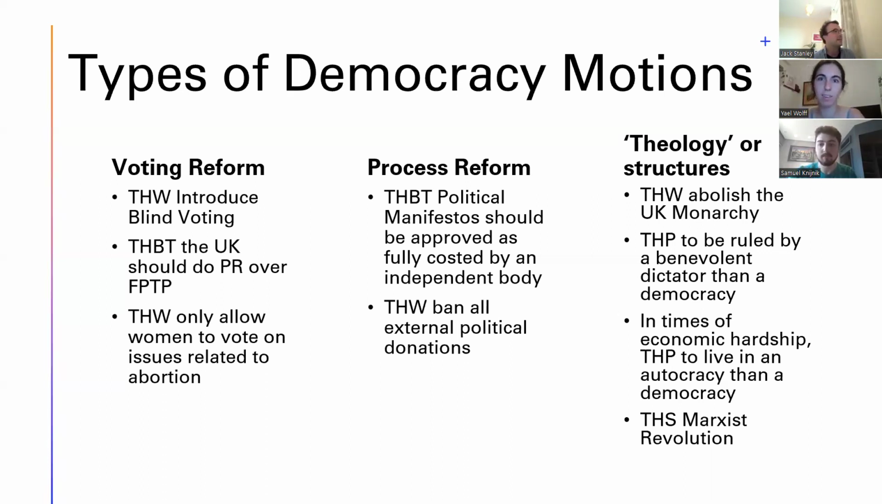And then the last bucket on democracy motions, although as I'll come on to on politics motions, there's a couple that overlap. It's sort of the theology or the structures of democracy in different countries, more broadly: whether you should have monarchies or not, whether benevolent dictators are better than democracies, whether, I think it was Vienna at the weekend had something about in times of hardship preferring to live in an autocracy than a democracy, and whether or not we support revolutions and new and different ways of governing places more broadly.